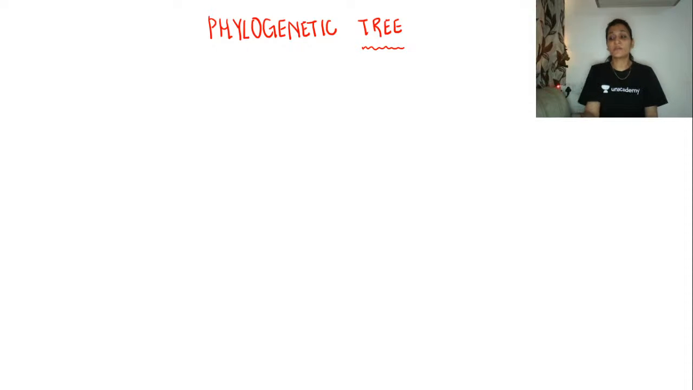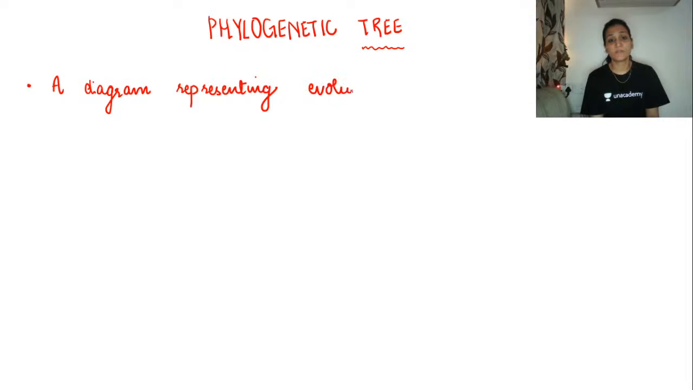Now if we go for a literal definition of a phylogenetic tree, or points which can define it: what is a phylogenetic tree? It is a diagram that represents the evolutionary relationship amongst organisms. A diagram representing evolutionary relationship amongst organisms.